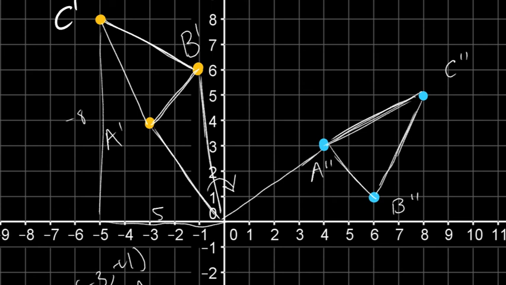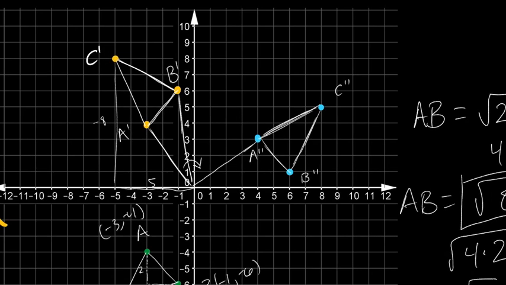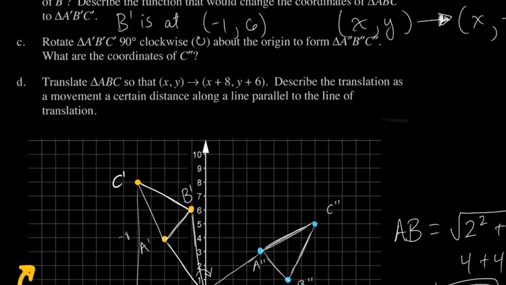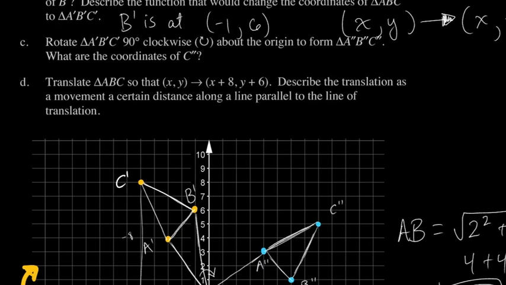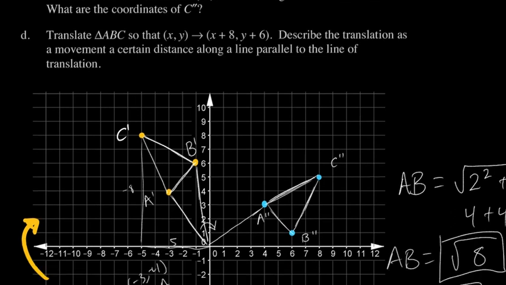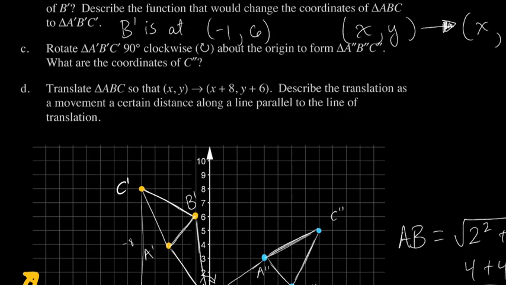Cool. And it really is helpful to do that with the lines drawn back to the origin. Now, I don't think they asked me for the rule. They do not. But they do say, what are the coordinates of C double prime? Well, C double prime ended up at positive 8, or X was 8, Y was 5. So I could say C double prime is located at 8, comma 5.